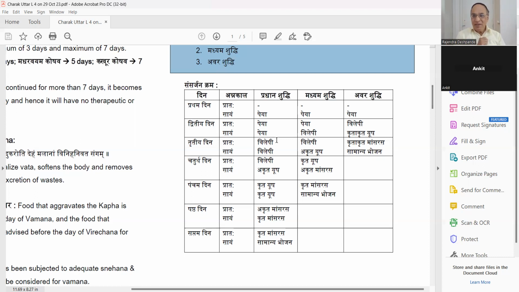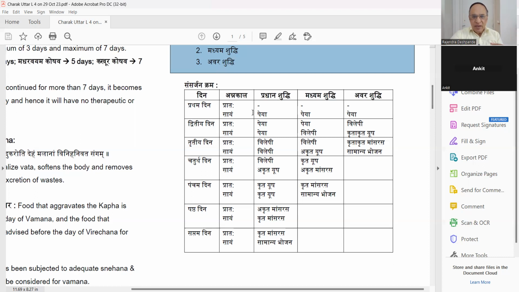In Peya, nearly 50% rice and 50% water. And in Vilepi, nearly 70% rice and 20% water. It's very soft rice. First is only rice water. In Manda and Peya, rice plus water. And Vilepi, softer rice. So after Vamana, after Virechana, the patient has to take this for a few days, 2 or 3.